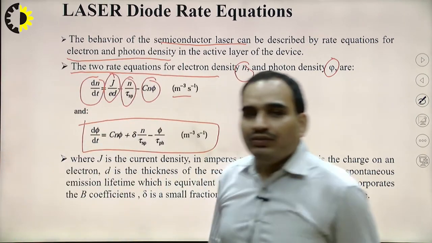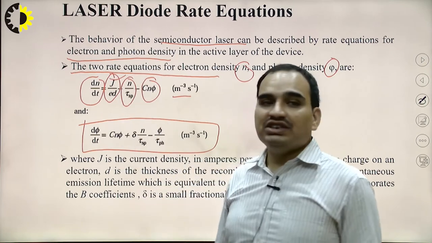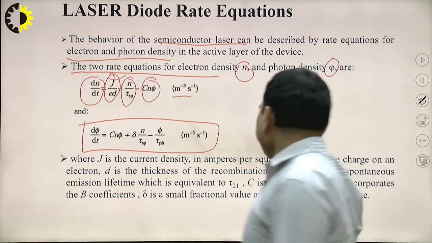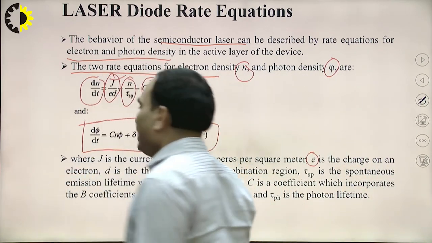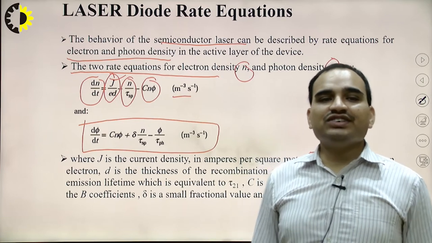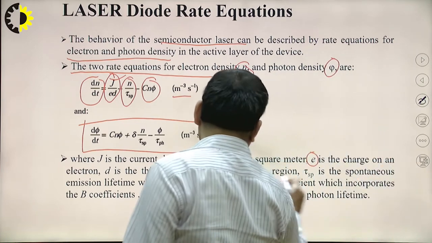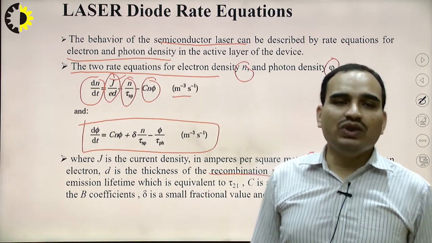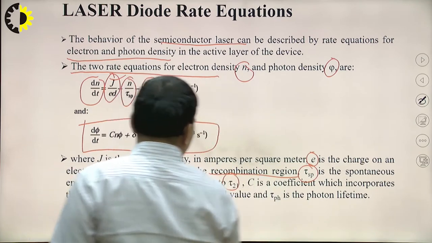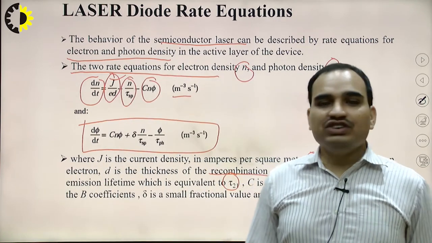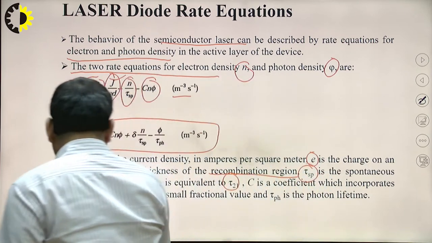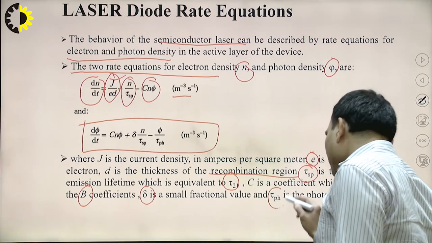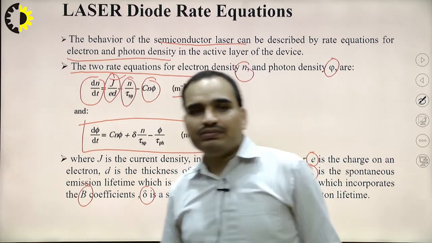Where J, capital J, is the current density in amperes per square meter, e is the charge on the electron, and d is the thickness of the recombination region. Tau sp is the spontaneous emission lifetime, which is equivalent to tau 1, C is the coefficient which incorporates the B coefficients, delta is a small fraction value, and tau ph is the photon lifetime.